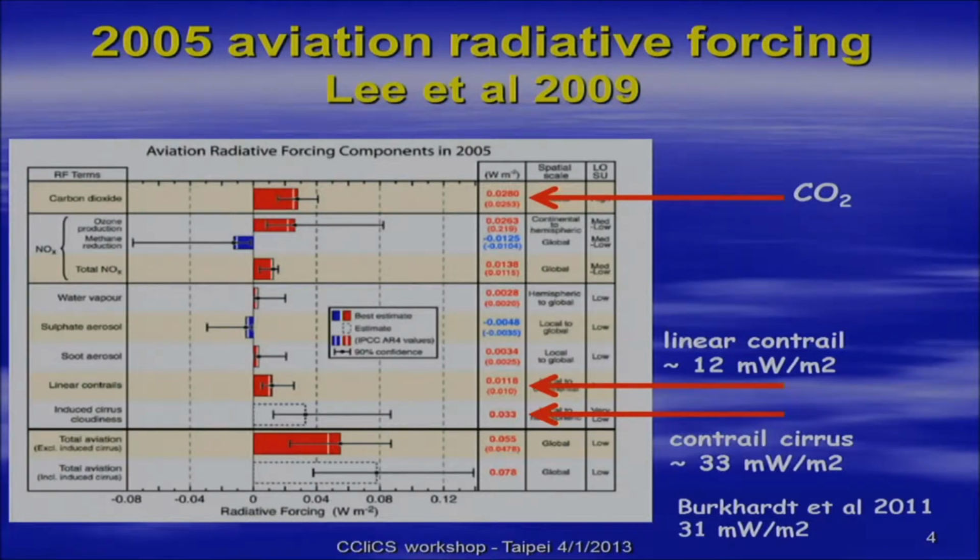And you might wonder why we care. If we care about CO2, this is CO2 emitted by aircraft. It's actually 28 milliwatts per meter squared. So it's actually on par with contrails. And the latest study by Bernhardt et al., they come up with a number of 31 milliwatts per meter squared. So it's pretty much consistent with this AR4 report. They use ECHAM5 for their study.